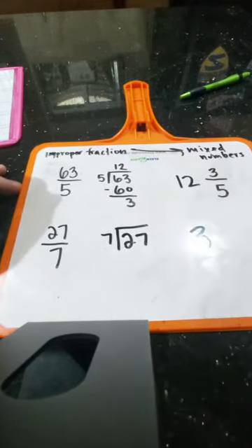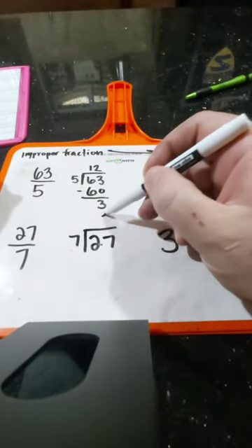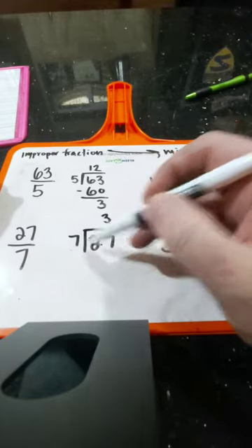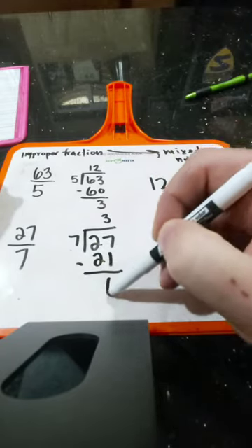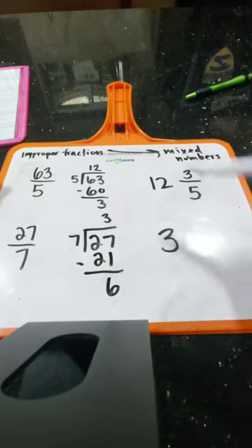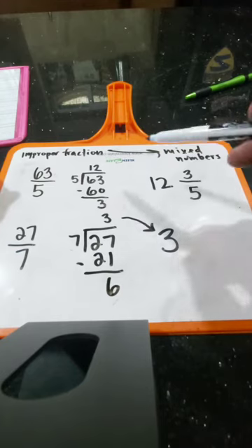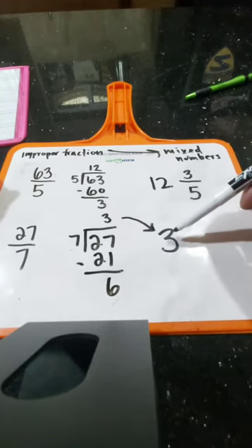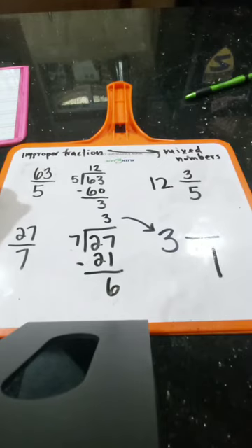Because it can't go 4 times, sorry about that light, we're going to put a 3 up here. 3 times 7 is 21. We're going to subtract. 27 minus 21 gives us a leftover of 6. So this 3 here is the same as this. These are the same. So our whole number is 3. Now our fraction is going to have a denominator of 7.